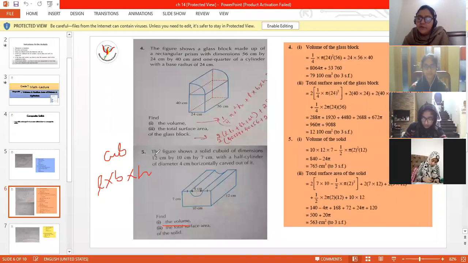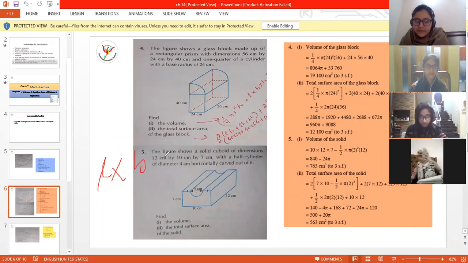In other words, we would simply add the half cylinder volume. But here the shape is horizontally curved, so the volume is subtracted. Actually, this is inside the block. If this is a block and this cylinder is inside the block, it is not upside the block. It is inside the block and the upside is missing. What do we have to do? Length multiplied by breadth multiplied by height minus the volume of the cylinder. It is pi r square h, and it is a half cylinder, so divide it by 2. Clear?